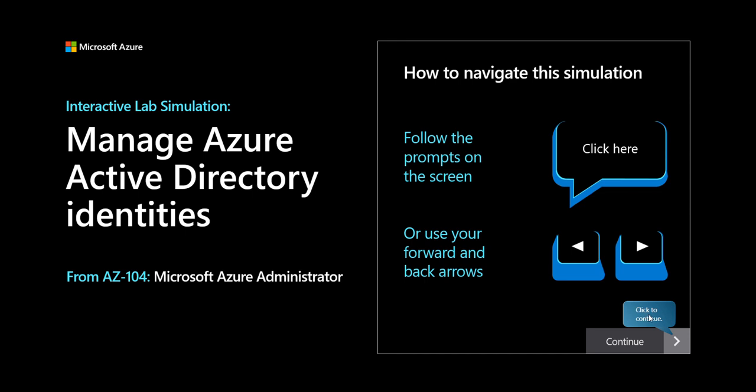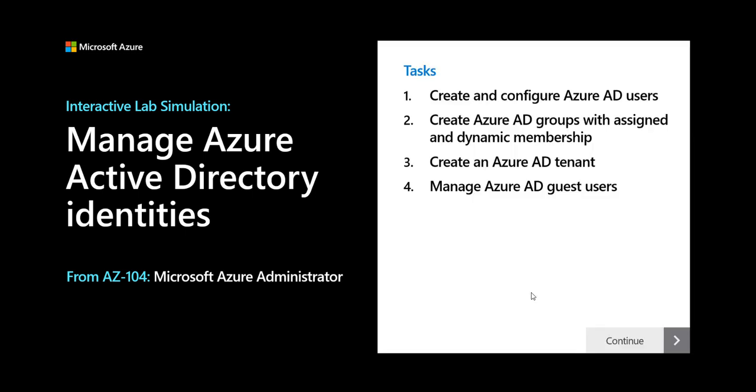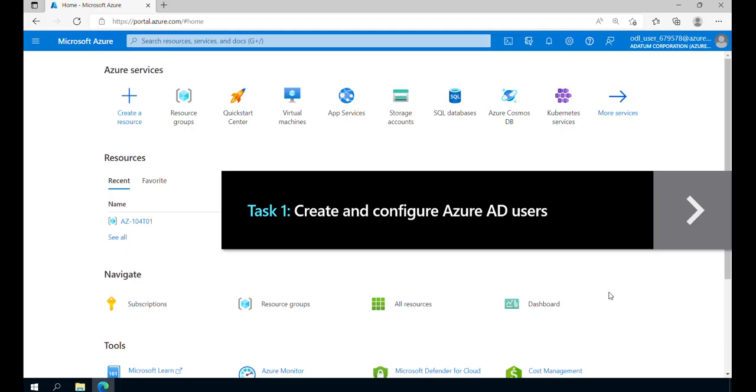Once we land on this page, we just have to click wherever the options are shown. In this lab, you will complete the tasks listed on your screen. As she has explained, we have to complete the things shown on this screen. First, we're going to cover creating and configuring Azure AD users. In this first task, you will create and configure Azure Active Directory, or Azure AD, users. Follow the prompts to complete this task.